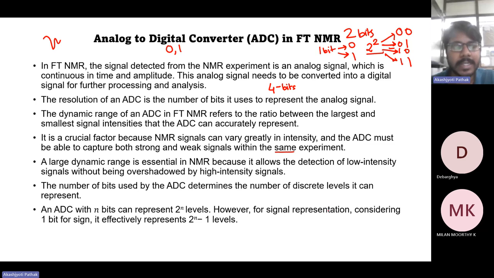However, for signal representation, we consider 1 bit for sign. So 1 bit is required for sign conversion. So the number of levels for representing an ADC is given by 2 to the power n minus 1. Okay, so that is equal to 2 to the power n minus 1, minus 1. Why? Because one bit is required for conversion of sign. So this was also discussed. Based on this concept, one question was asked in the week 4 assignment.